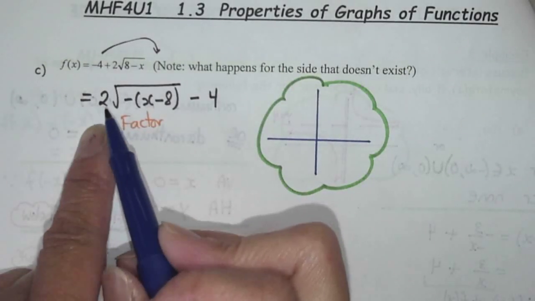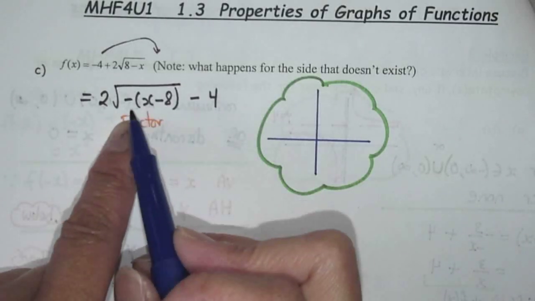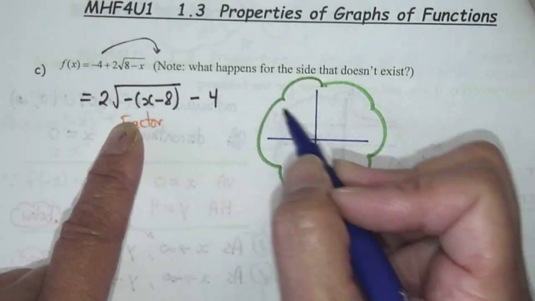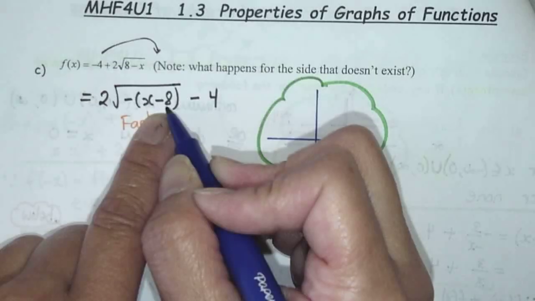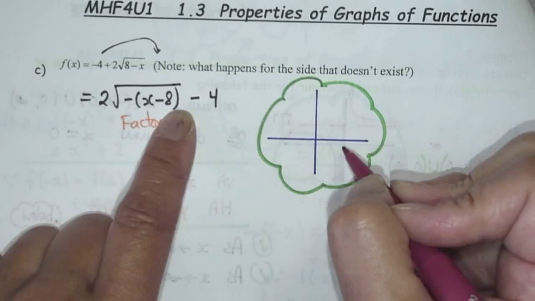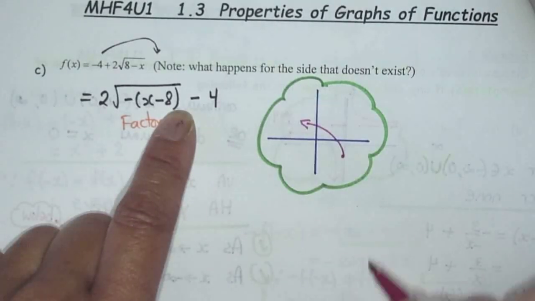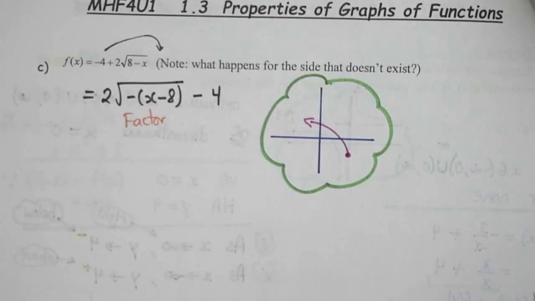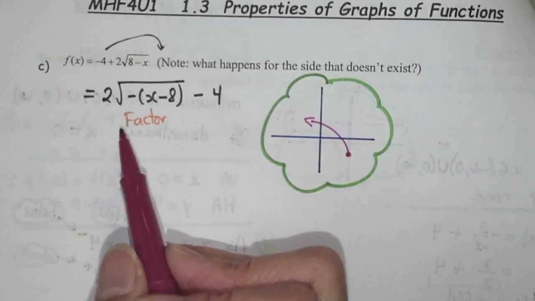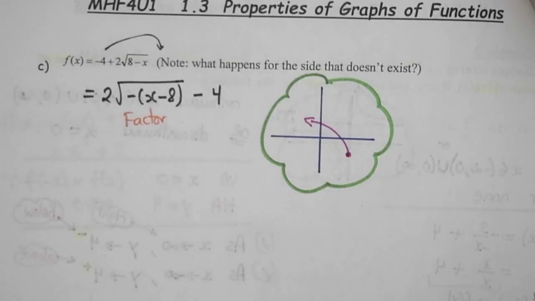So then we've got a vertical stretch. That negative inside means it's a horizontal reflection. So instead of heading this way, it's heading that way. And I've shifted it 8 to the right and down 4. So it does something like this. Again, rough idea. You're just trying to figure out what's happening with the graph. All right. So that's enough.